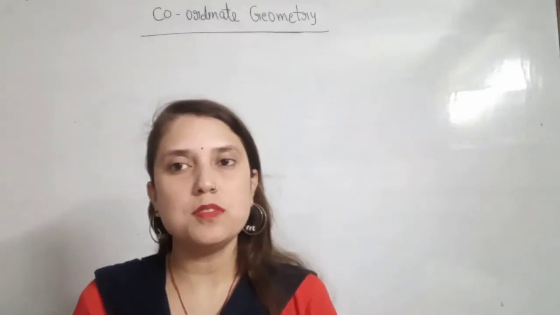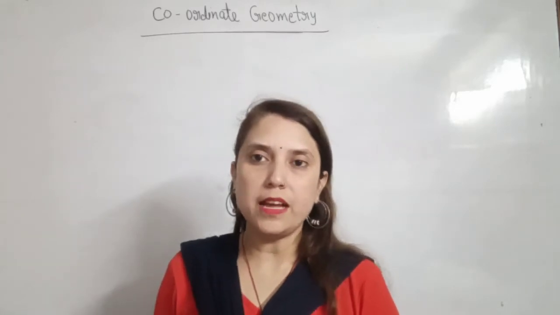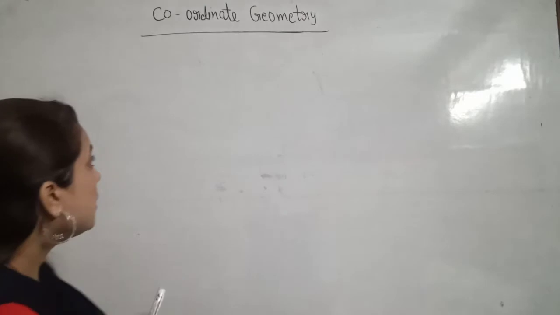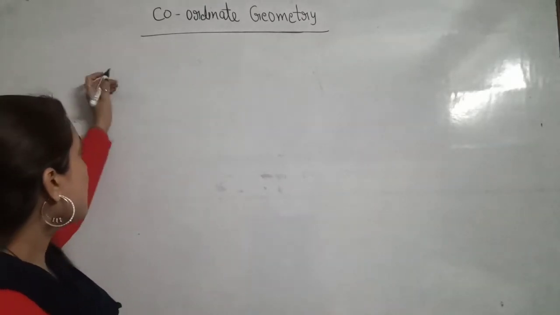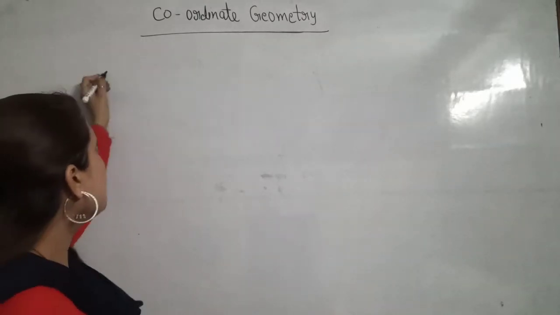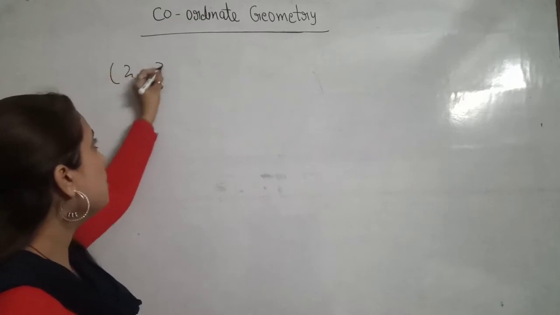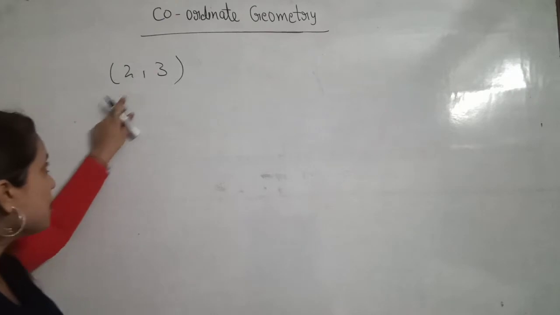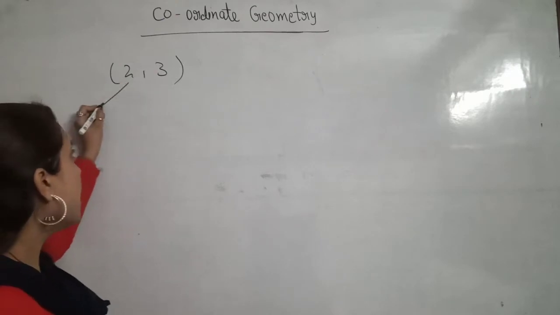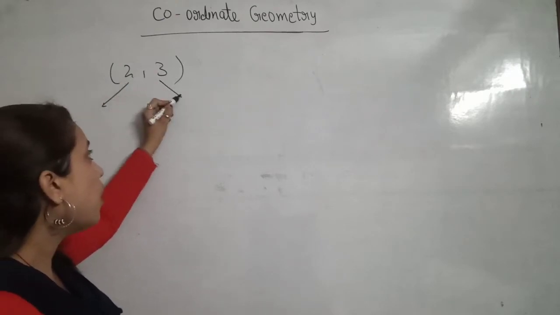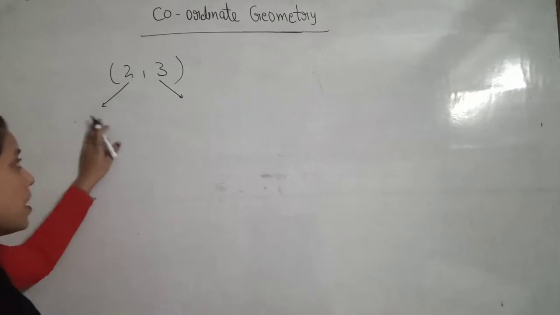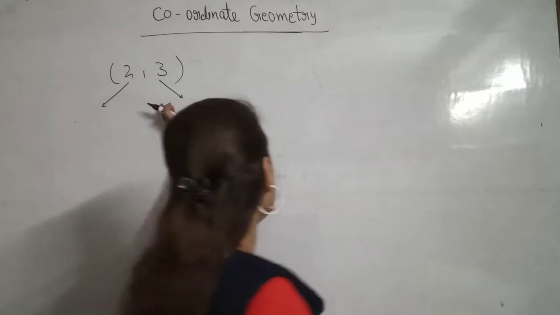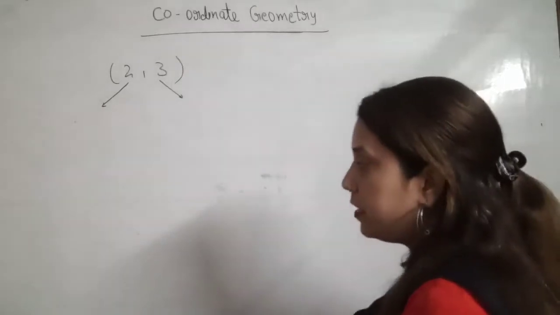Today we are going to start the chapter of class 9th, coordinate geometry. Now a coordinate is a pair of two numbers. A pair of two numbers is called a coordinate. The first number is called the abscissa and the second number is the ordinate. The first is for the x-axis and the second number is for the y-axis.